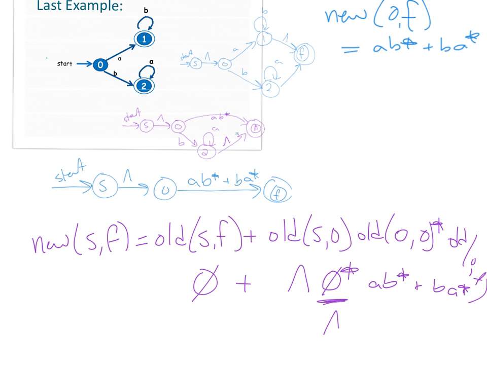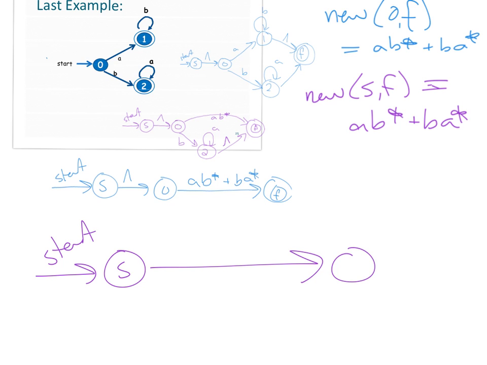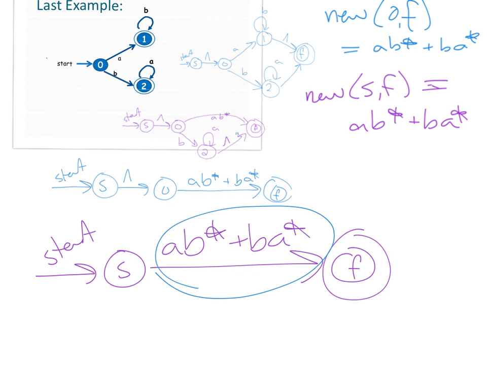So what we end up with is the new S to F is going to be AB star plus BA star. Let me clean up again. So we will have start, and we will have S to F, and on there it will say AB star plus BA star. And since there is nothing else, no other states on here besides S and F, we know that we've got our answer.